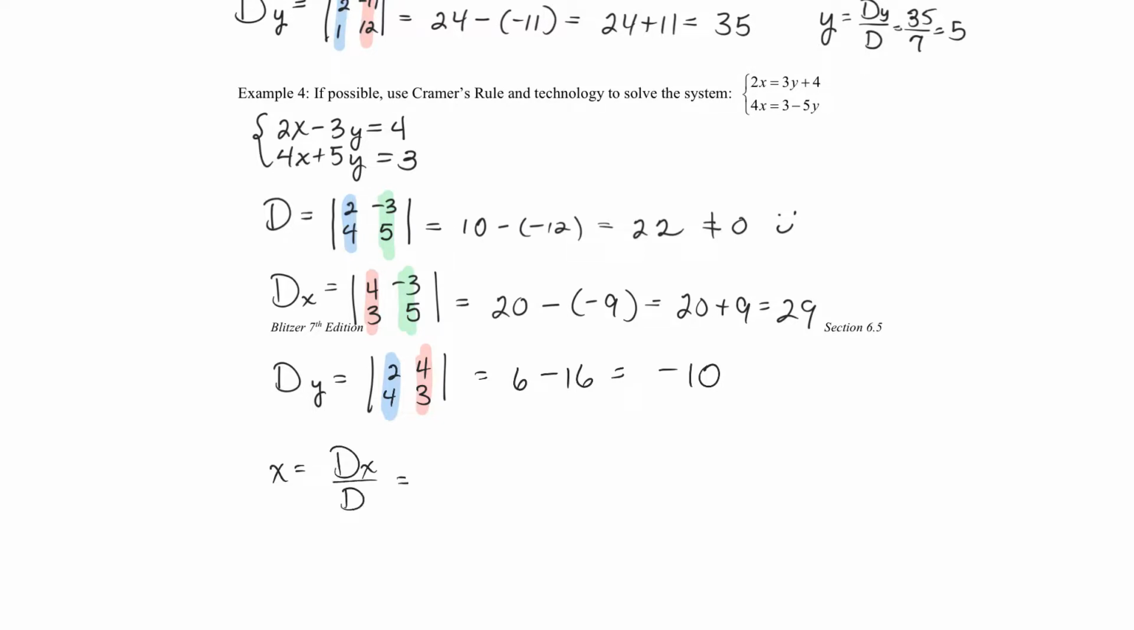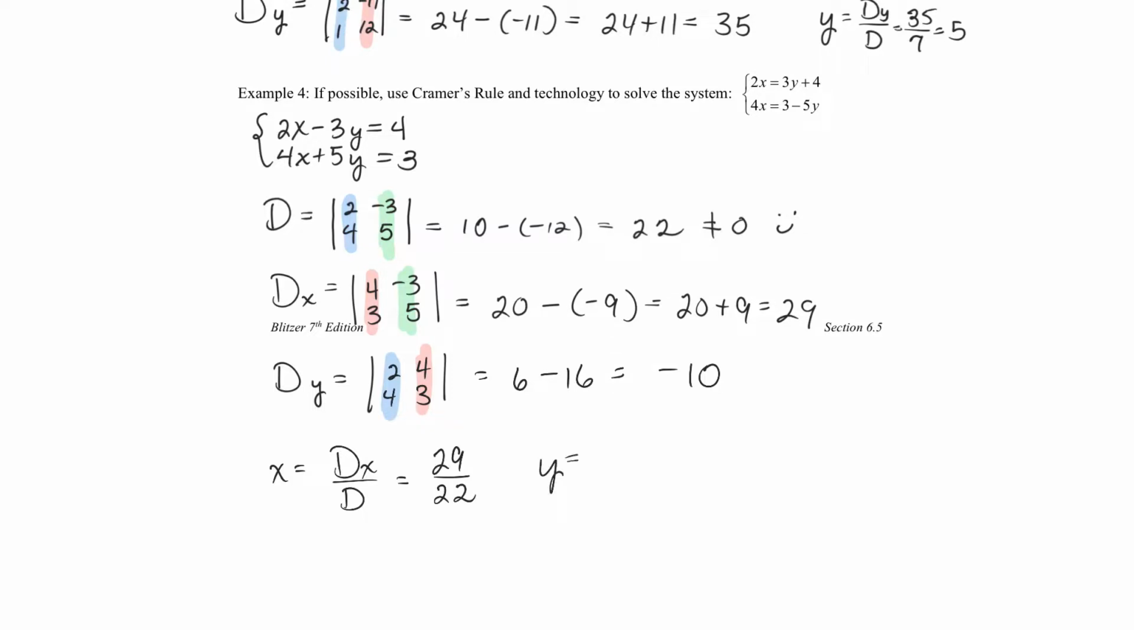Okay, so now this is where Cramer's rule really does shine, because x is equal to d sub x divided by d, which is 29 divided by 22. Okay, that is not a nice number. It's a rational number, right? But it's not one that I could find a decimal representation for because it's non-terminating. And if I get that for x, then I've got to plug it into one of my original equations to solve for y. And I don't know about you, but that does not sound fun to me.